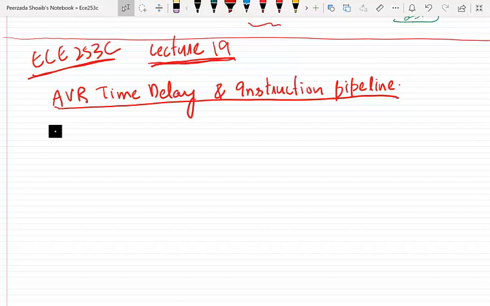Previously we discussed the delay subroutine, how a delay subroutine is used to incorporate delays between various instructions in AVR programs. Today we will be discussing how to calculate the exact amount of delay incorporated by a subroutine. And also we will be discussing a very important concept that's related to time delays, known as instruction pipelining. The time delay in any subroutine actually depends upon three factors.